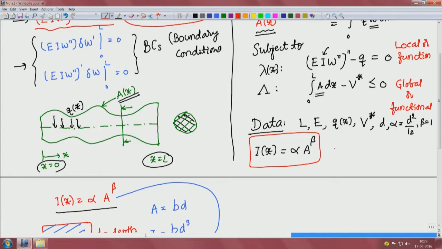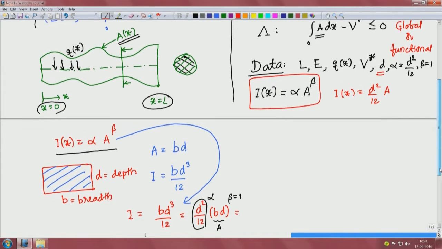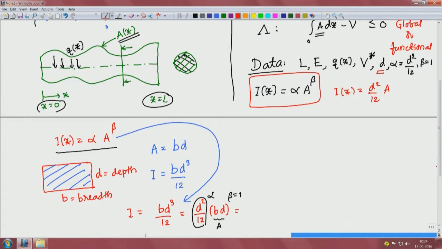So, in this particular case, I of x is d square by 12 into a, which is b d. So, I get b d cube by 12. This is by assuming the depth of the beam.